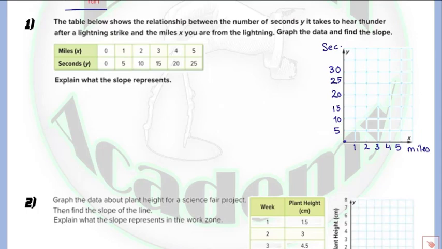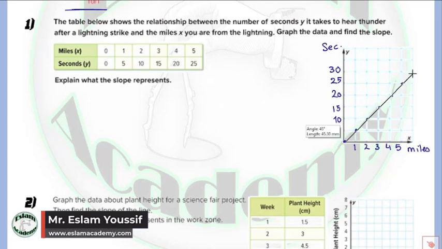After that we have 1 and 5, going to the right 1 and going up 5. The next one now will be 2 and 10. After that we have 3 and 15, 4 and 20, 5 and 25. Then we will draw the line. If we need to find the slope, we'll use rise over run, or we can use the table.